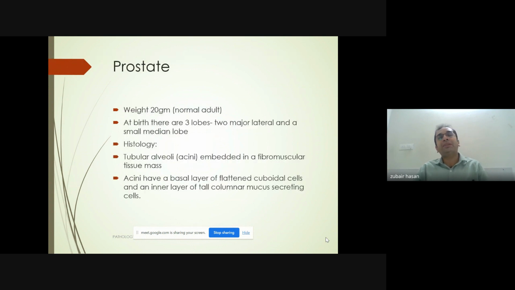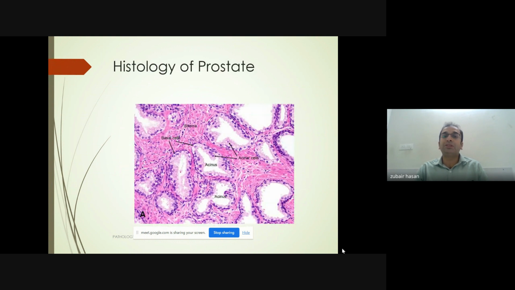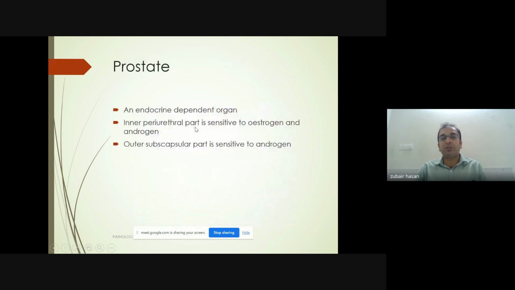What is the prostate? It's an accessory reproductive gland in the adults, weighing about 20 grams. There are about 3 lobes, 2 major lateral and a small median lobe. In the histology, it's comprised of acini or glandular component embedded in a fibromuscular component. The epithelium is comprised of 2 layers, epithelial and basal cells. So these are the acinar component, what you find here, and we have the basal cells, and you have a fibromuscular stroma. Normally, the prostate will have corpora amylacea within it.